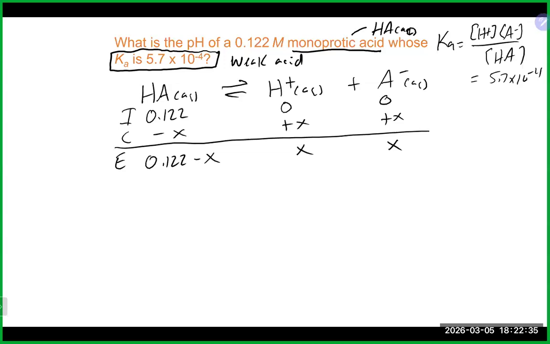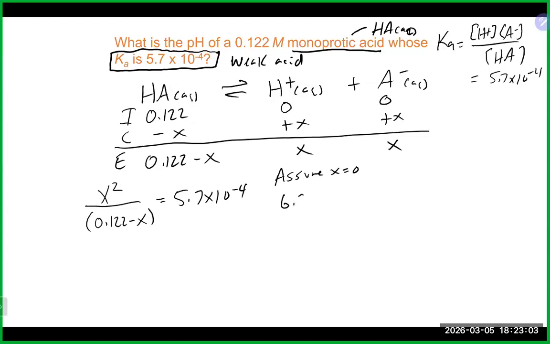All right, so just like we did before, we're going to take the equilibrium line and put it into our expression. That's going to get you x squared divided by 0.122 minus x equals our 5.7 times 10 to the minus 4. Again, this is a weak acid. We do see a small K value. You could assume x is equal to 0, and hopefully you did, and hopefully you also checked it to see that it is about 6.8%, which is not so good if you did the assumption. So in this case, the assumption does not work.